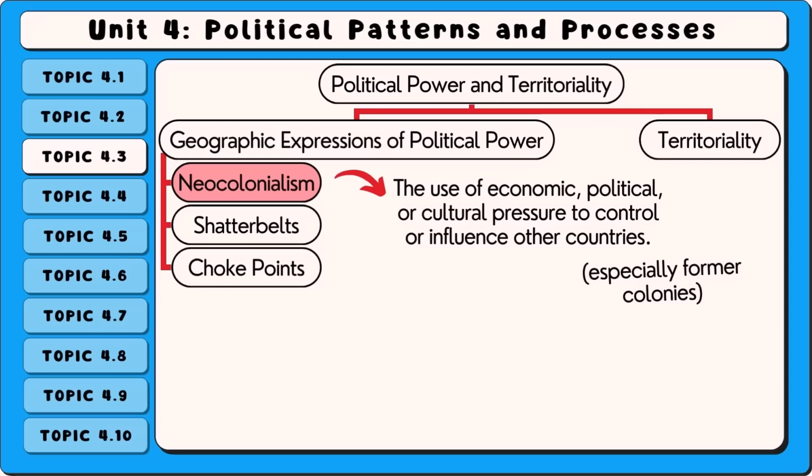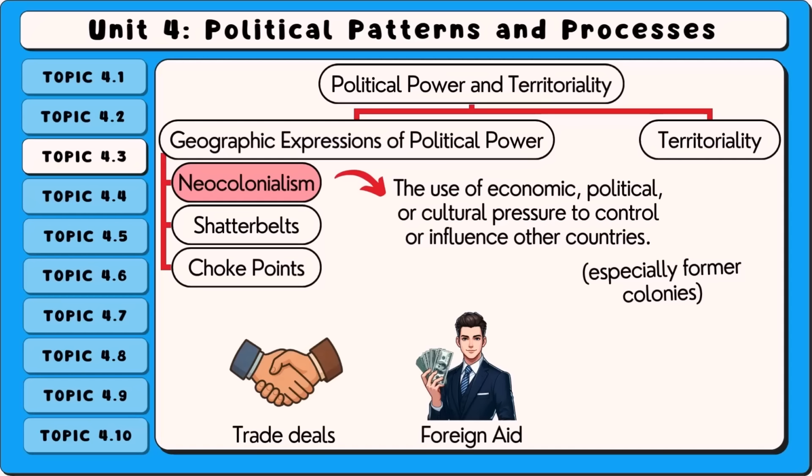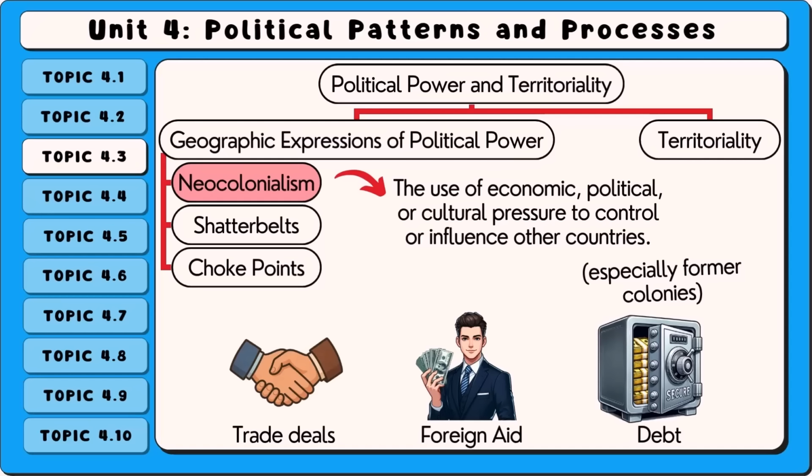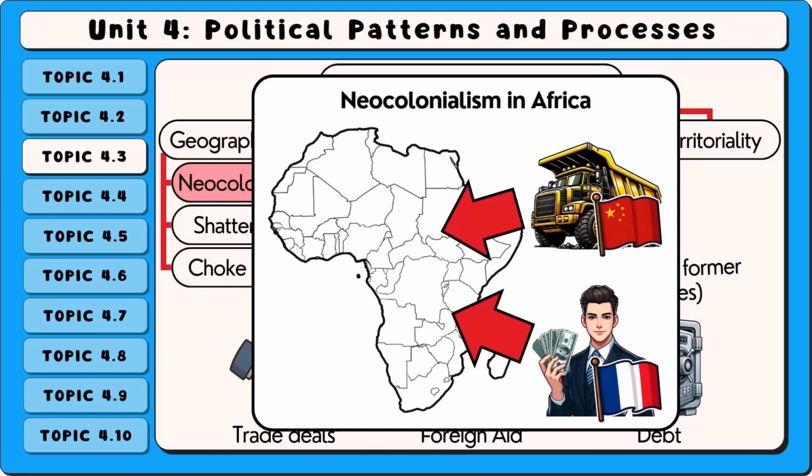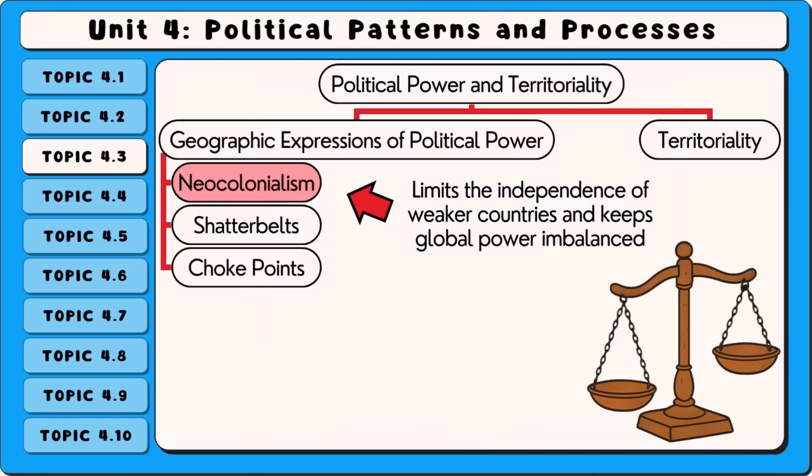Even though direct colonial rule has ended in many places, some powerful countries still control weaker ones through trade deals, foreign aid, or debt. For example, many African countries rely on foreign companies for infrastructure or resources, leading to unequal relationships. Neocolonialism limits the independence of weaker countries and keeps global power imbalanced.